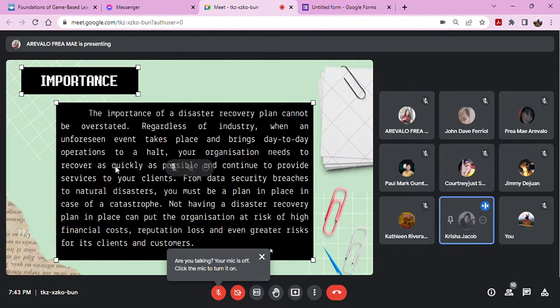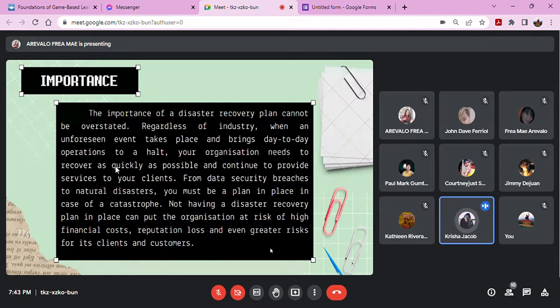Importance. The importance of a disaster recovery plan cannot be overstated. Regardless of industry, when an unforeseen event takes place and brings day-to-day operations to a halt, your organization needs to recover as quickly as possible and continue to provide services to your clients.